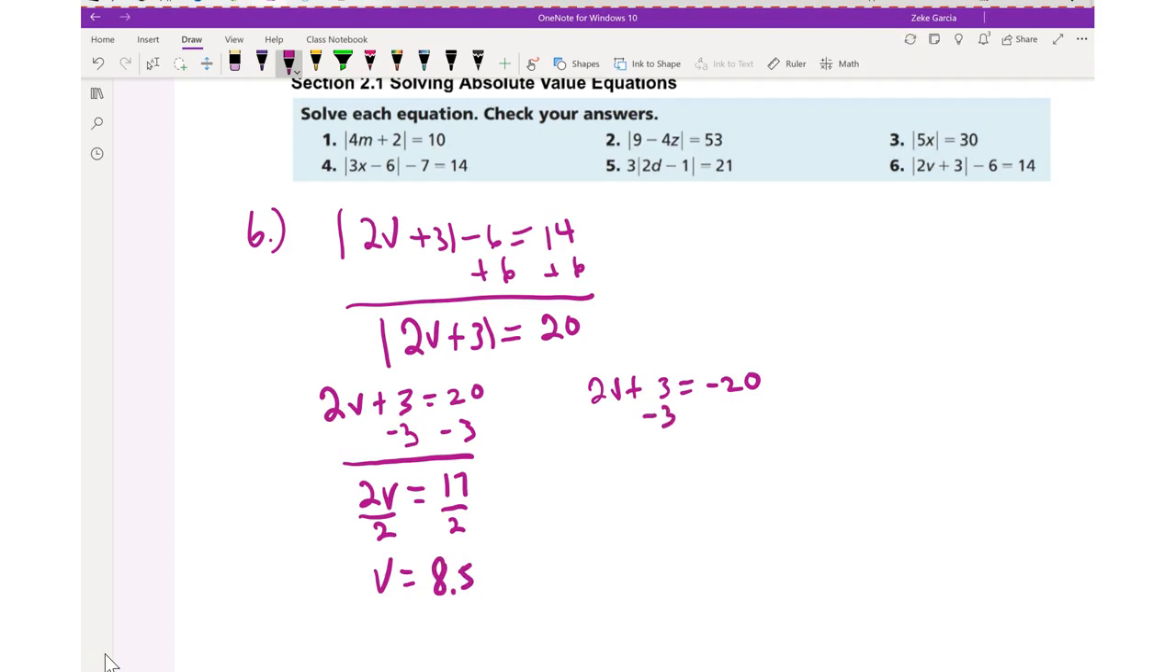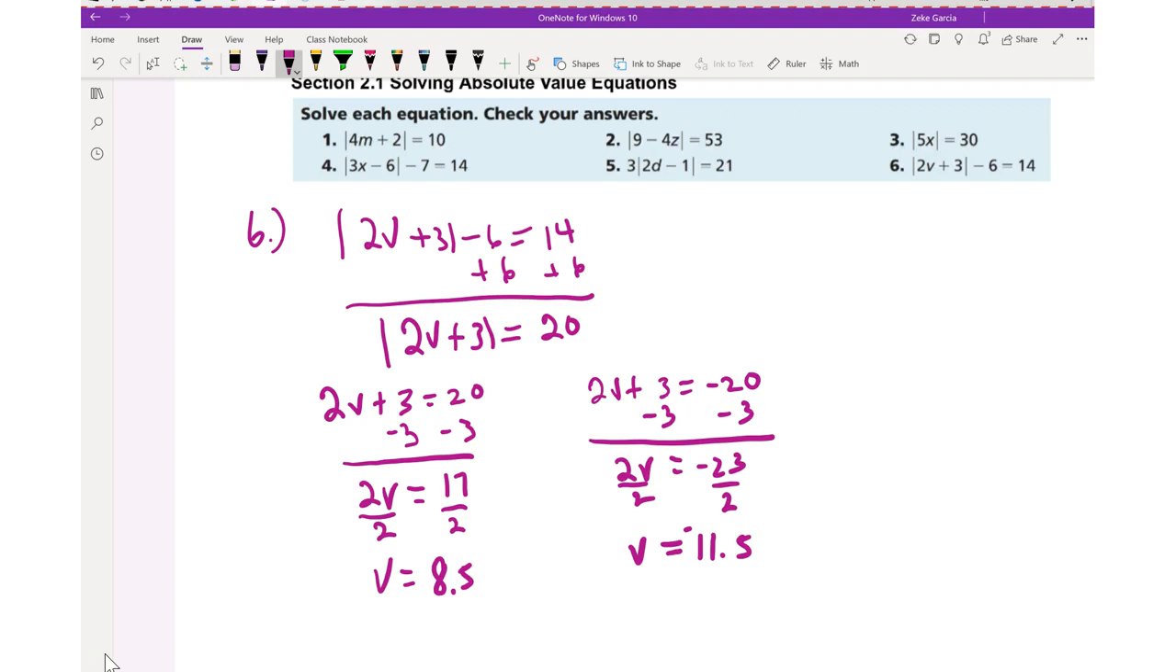We subtract 3 from both sides. So we have 2v equals negative 23 divided by 2. So v equals negative 11.5. So what you got to do is you got to go in your calculator and check this.